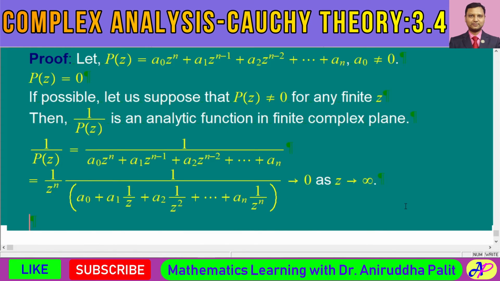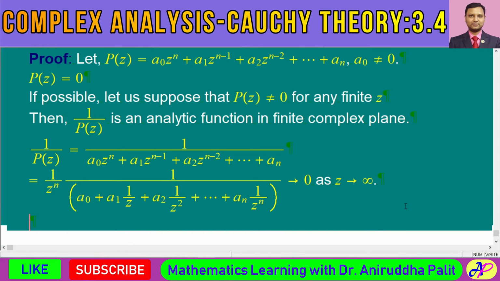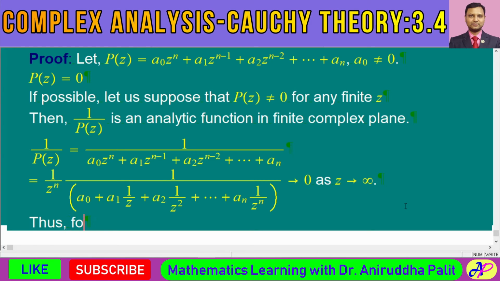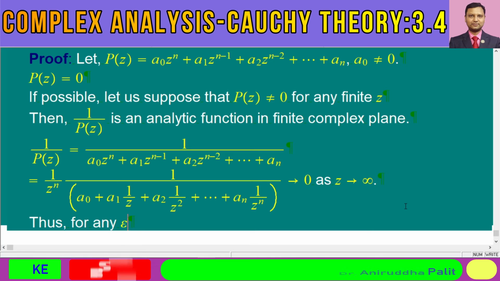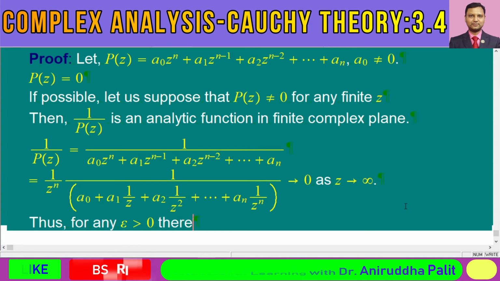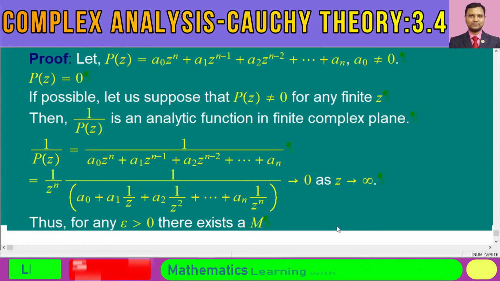So if we apply the epsilon delta definition, what can we say? We can say thus, for any epsilon greater than 0, there exists a delta, or you can write a large number M, such that z tends to infinity. So let's write a large number capital M, of course greater than 0.